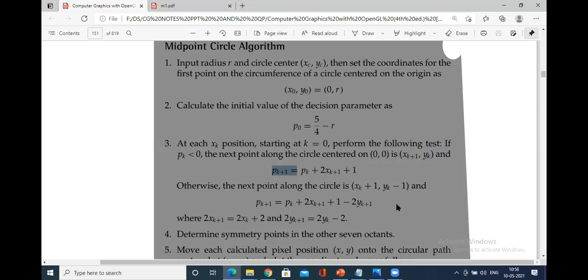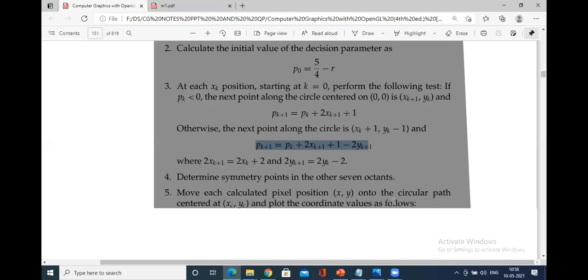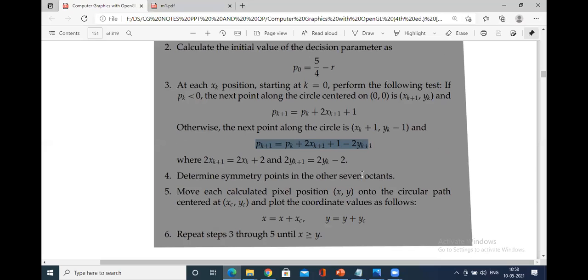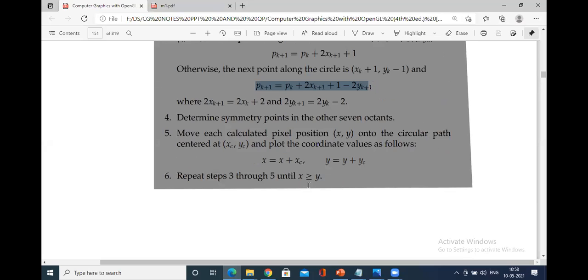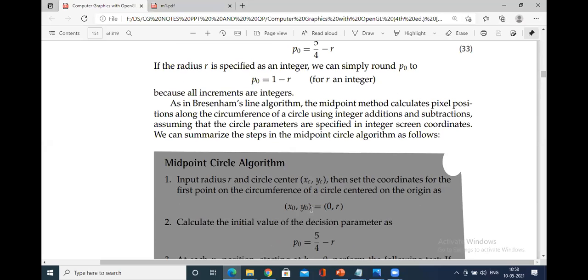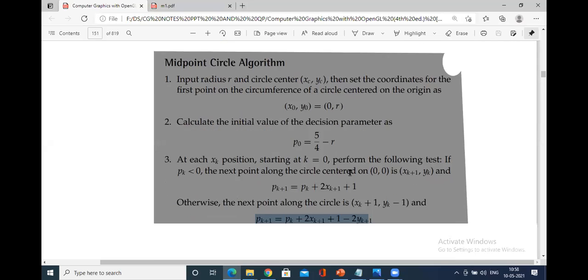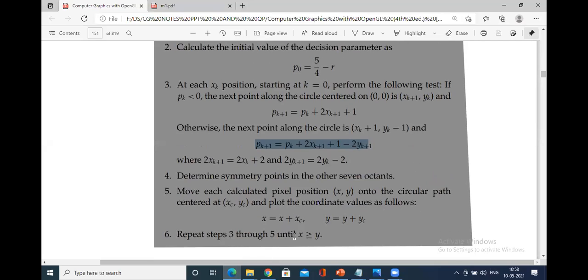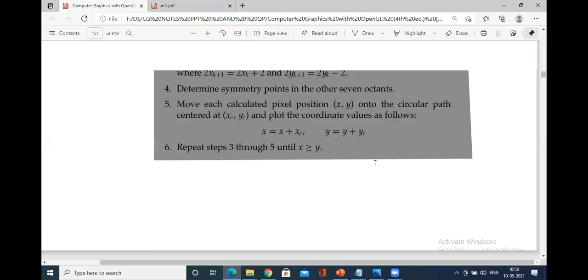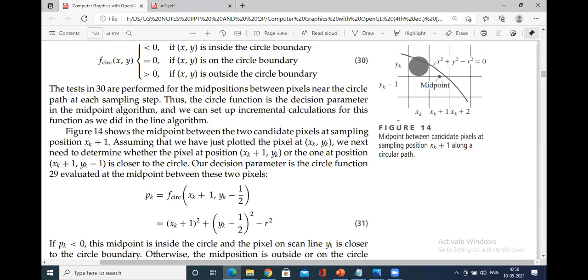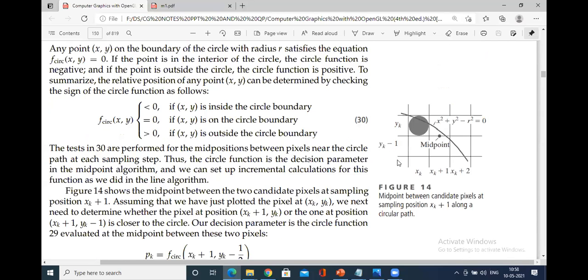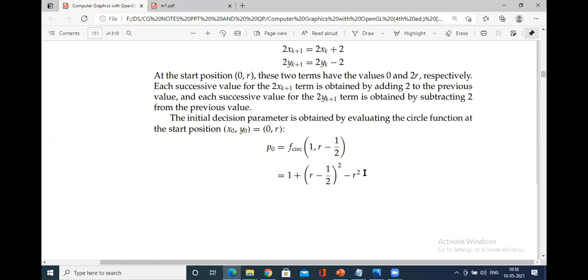Similarly, if it is greater than 0, I'll increment yk minus 1, I'll consider this intercept, and I'll calculate the pk plus 1 value like this, right? So till where you have to calculate? Till x is greater than or equal to y. That is your 0 value. Once it reaches the value of r, you will stop, right? You will iterate till the circle is being generated. It is all about the algorithm. So till here, how do you evaluate that concept, right?